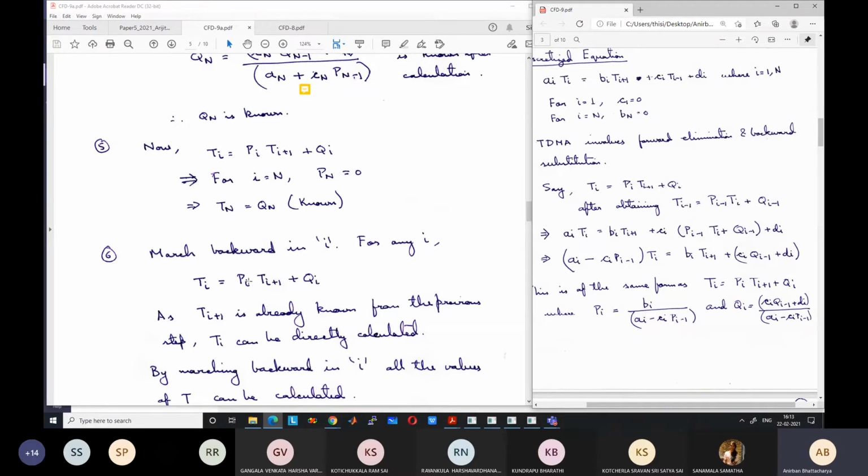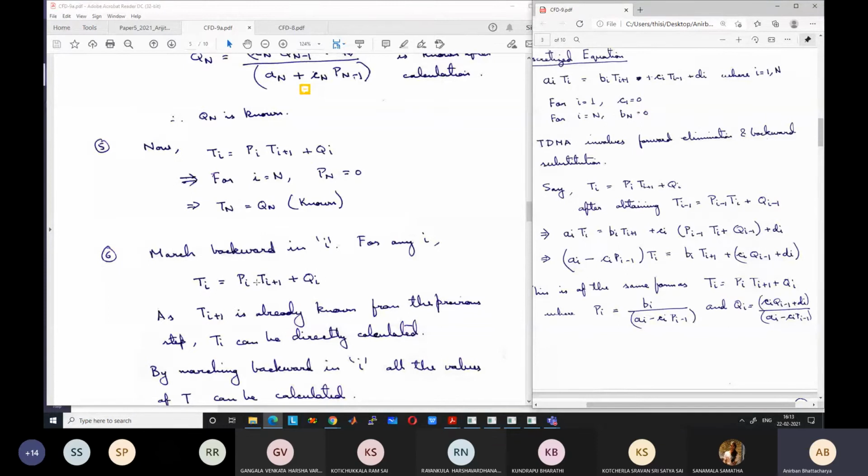Do we know all the values on the right hand side? Pn minus 1, Qn minus 1 and Tn? Yes, because we have already calculated all the P values and all the Q values during forward elimination. So all the P values and Q values are known. So Pn minus 1 is known, Qn minus 1 is known to us, and we have found Tn. So we will find Tn minus 1.